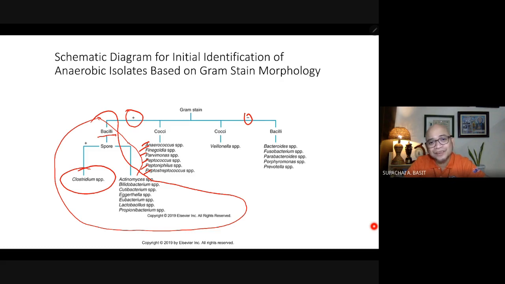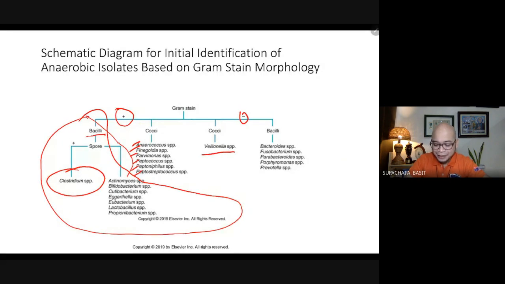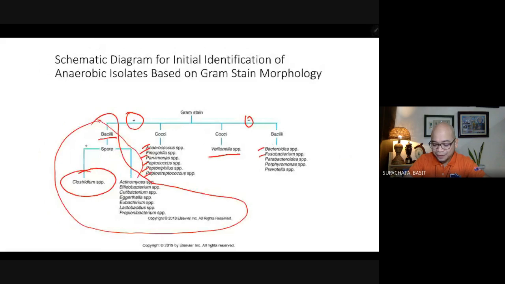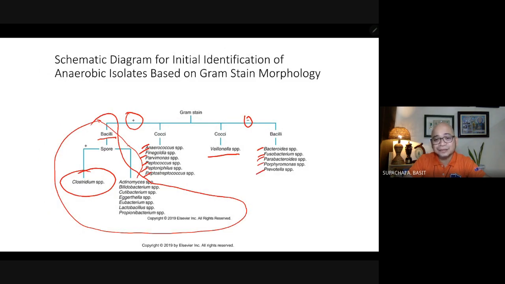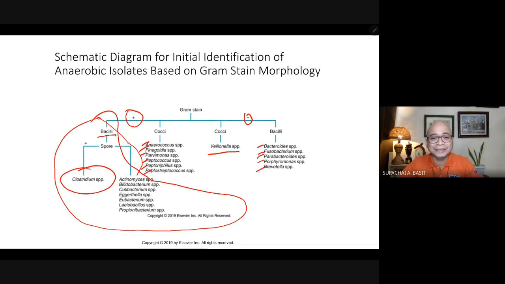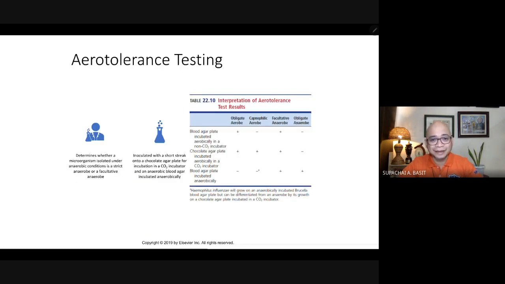And then we also have gram-negative anaerobic cocci. We have Veillonella under this category. And we also have gram-negative anaerobic bacilli, wherein we can find Bacteroides, Fusobacterium, Parabacteroides, Porphyromonas, and Prevotella. These are the major categories based on gram stain, so it's very important to categorize them using a gram stain.